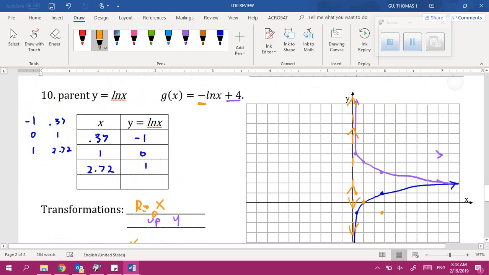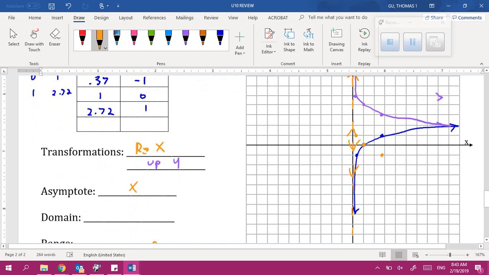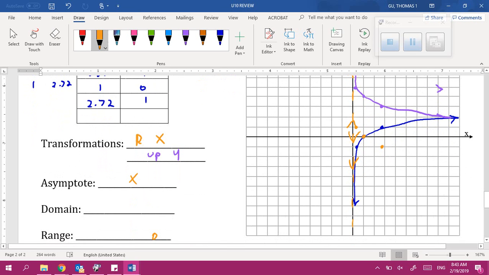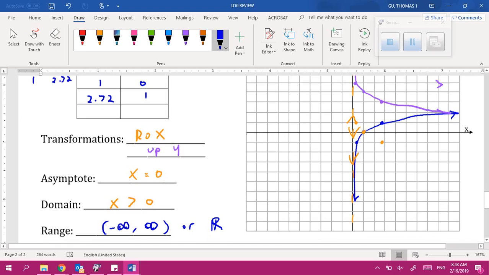Okay, well. X equals 0 is the asymptote, and the domain is going to be based on the asymptote, so it's going to be x and 0. And is it to the right or the left? Your graph is to the right, so it's going to be greater than. X is greater than 0. And the range is always going to be negative infinity to positive infinity, because this is a logarithmic, which is an inverse of your exponential. So this is number 10.